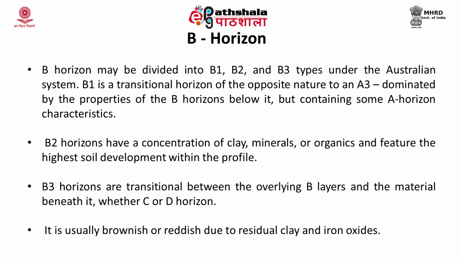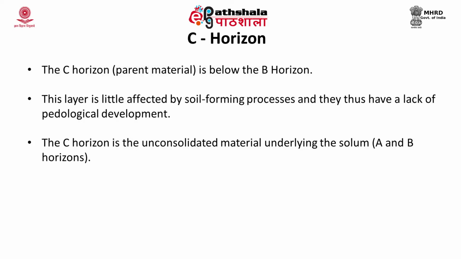Plant roots penetrate through this layer, but it has little humus. It is usually brownish or reddish due to the residual clay and iron oxides. Next to the B horizon lies the C horizon. The C horizon is below the B horizon. This layer is little affected by soil forming processes and thus has a lack of pedological development. In other words, the C horizon is the unconsolidated material underlying the soil A and B horizons. It may or may not be the same as the parent material from which the soil formed.